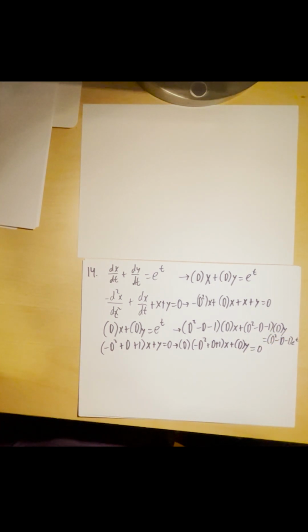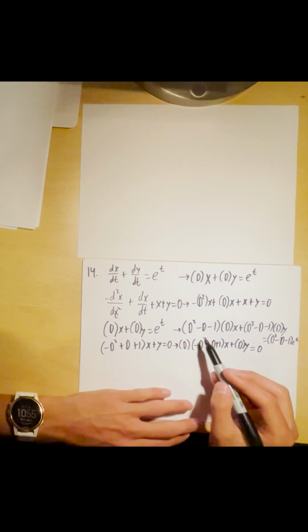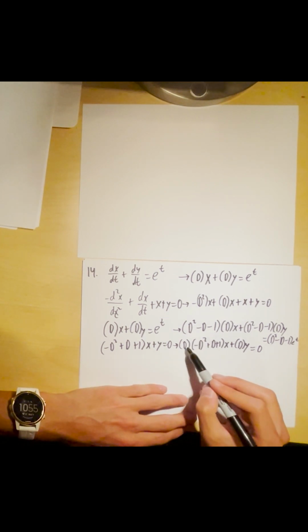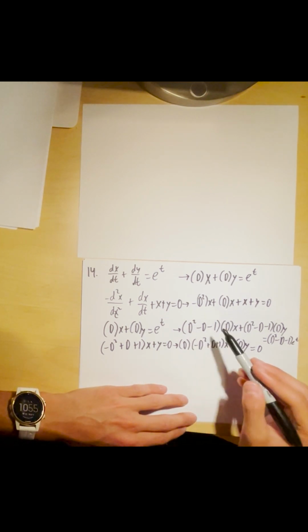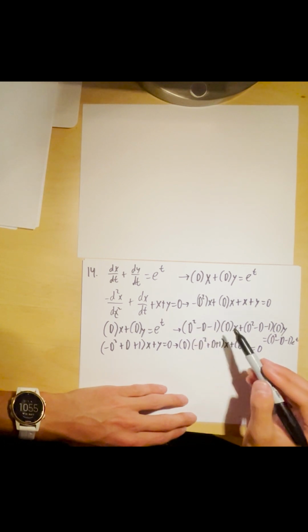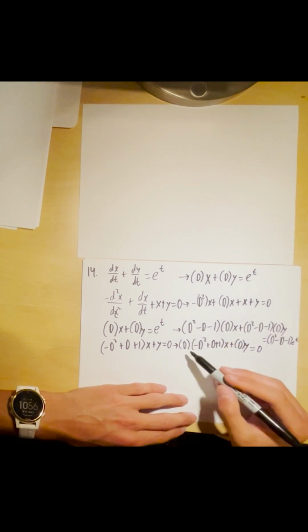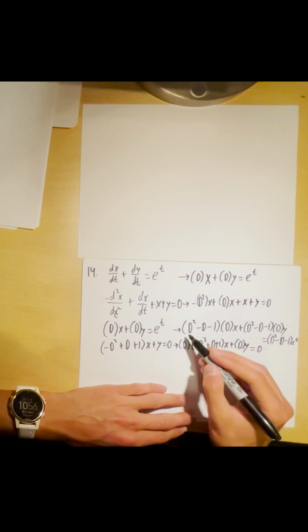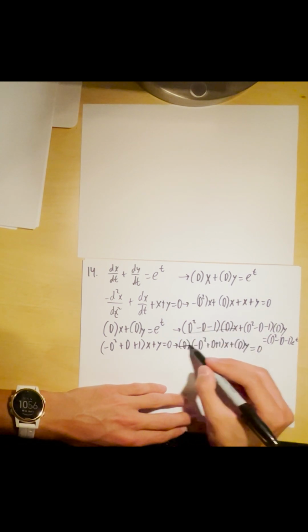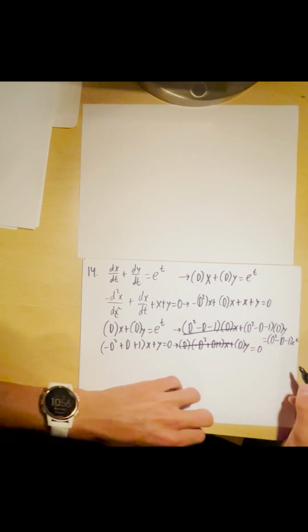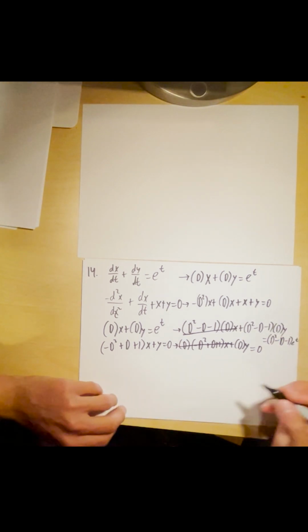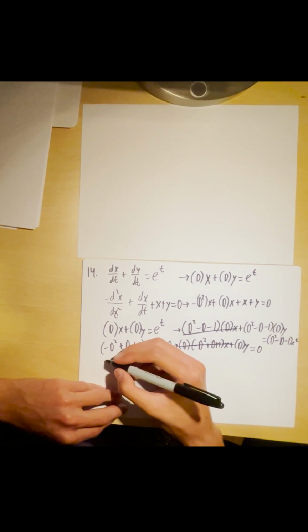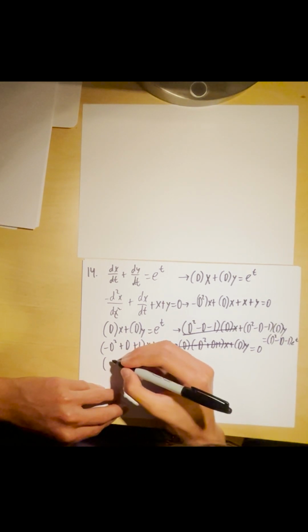Still a 0. Now let's simplify. So the x terms cancel because we have D squared minus D minus 1 all times D, and then D times negative D squared plus D plus 1. So everything with the x cancels, which is what we were going for. Now we can simplify what we have in front of the y.